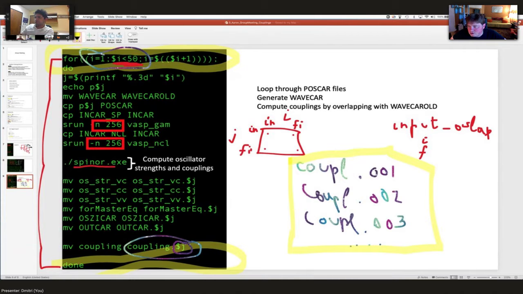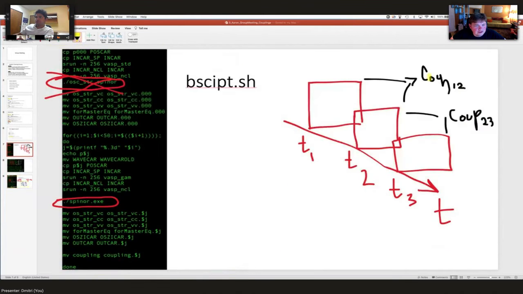Before we give the stage to the next speaker, according to Alexei Akimov, these couplings are computed over long time steps on the trajectory for each pair of electronic structures at time steps. There is one coupling file.